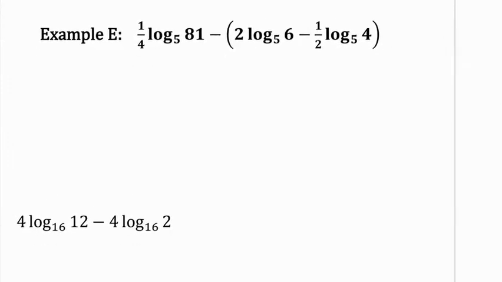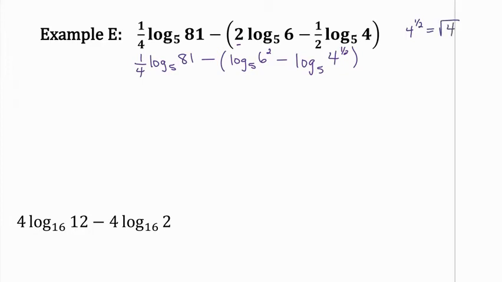Okay, so again, I'm going to go with first doing any exponents out in front. So I see a 2 here. Let's start with that. We've also got some parentheses on this one. Let's see how that works out. So I'm going to make this log base 5 of 6 squared minus, and then I've got a 1/2 here, right? So that would be log base 5 of 4 to the 1/2 power. And remember, 4 to the 1/2 power, that's the same as the square root of 4, right? So we're going to keep that in mind when we go to our next step here.